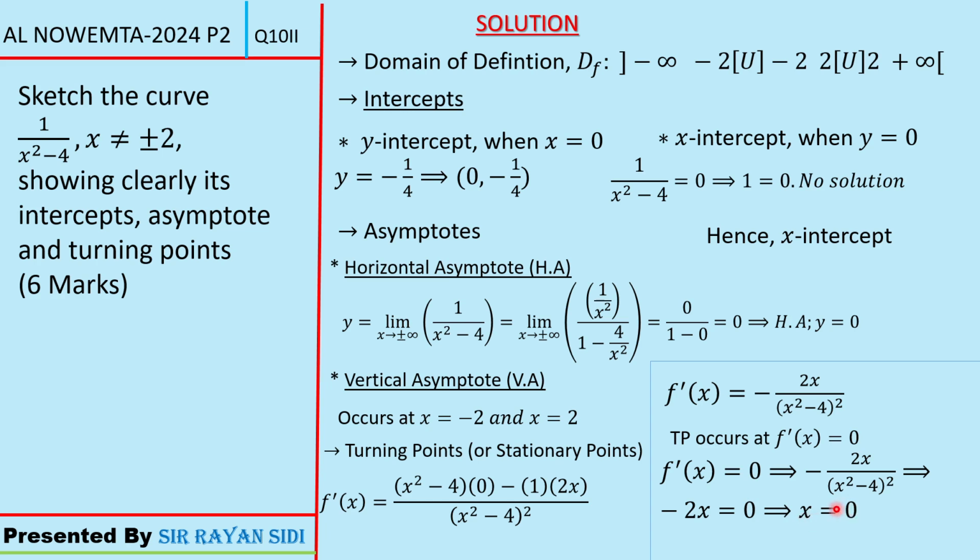So that's why we implied. So the turning point is at x equals 0. Now to find the coordinates of the turning point, we take this value of x and replace it into our function to get the corresponding value of y, to find the coordinates of the turning point.